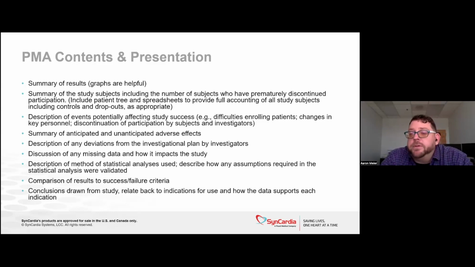Comparison of the results to success and failure criteria. Was your study successful? You can learn a lot in a failed study, right? That tells you a lot of information that you can turn around and reuse.